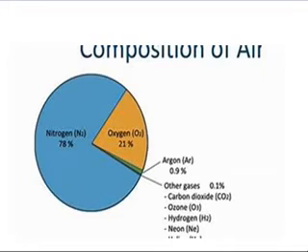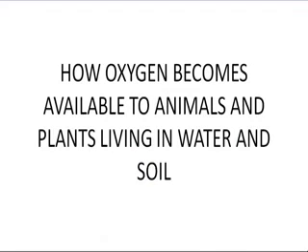Now, next what we are going to talk about is how oxygen becomes available to plants and animals living in water and soil, because plants live in water and in soil also, and there are many animals living there. They all need oxygen. So, how does it become available? See, we all know that in soil oxygen is available. If you take part of soil and put it in water, you see air bubbles. This air bubble is nothing but the air. So, this air is there, and when air is there, obviously oxygen is there.